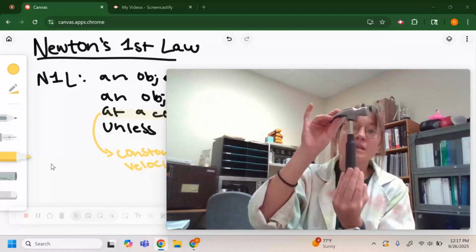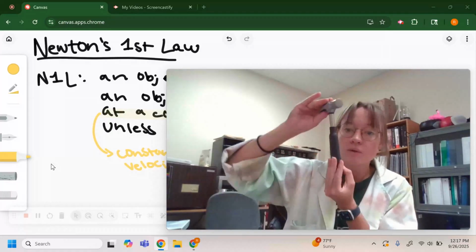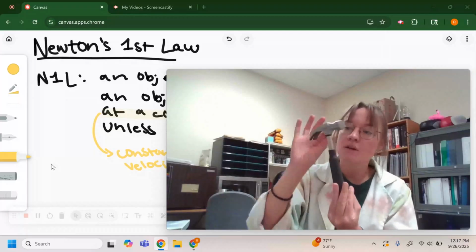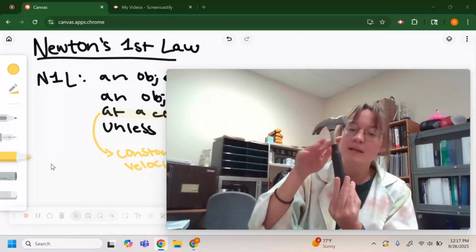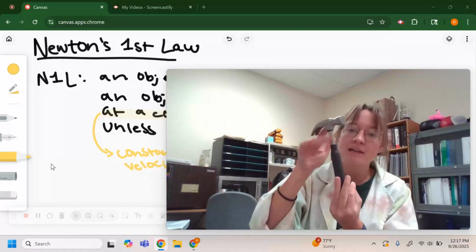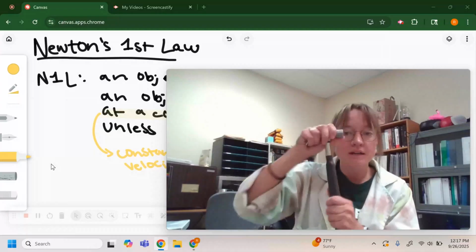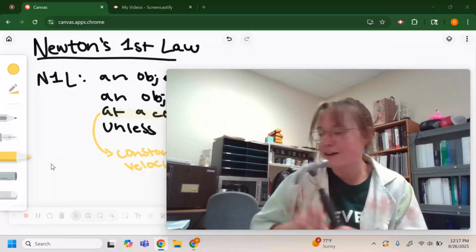So when it comes crashing down and it hits the table, well, the table stops the bottom, but the head is an object in motion, and it would like to stay in motion. So it will keep on moving down, and it'll close the little gap between the handle of the hammer and the head of the hammer. And that little gap will close, and it'll tighten down your hammer nice and good on there.